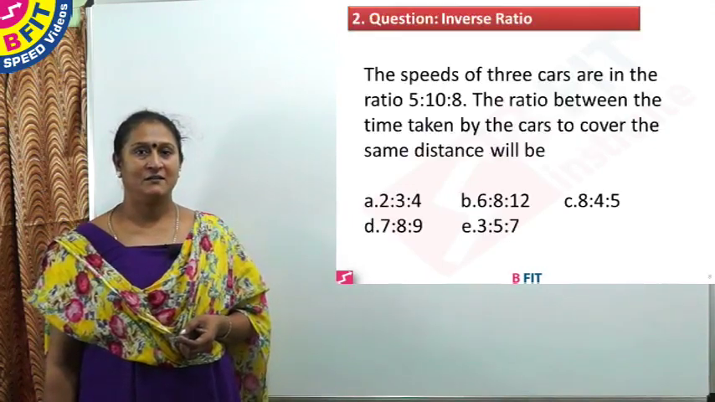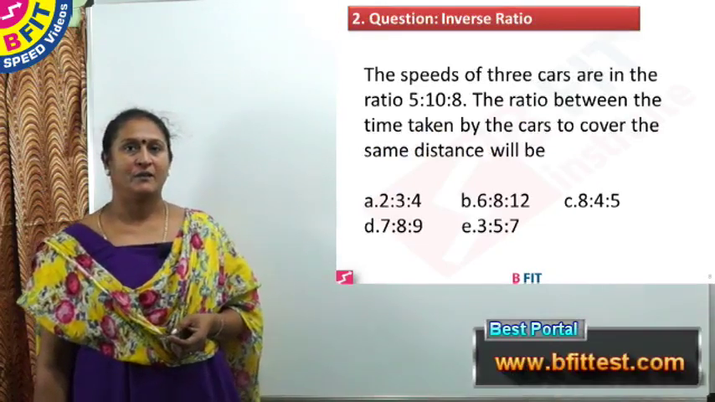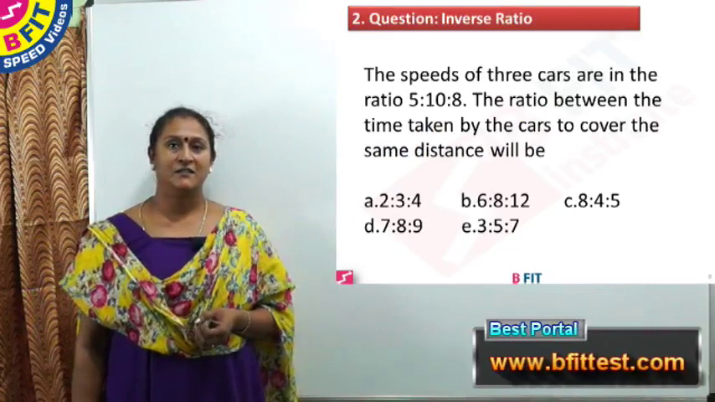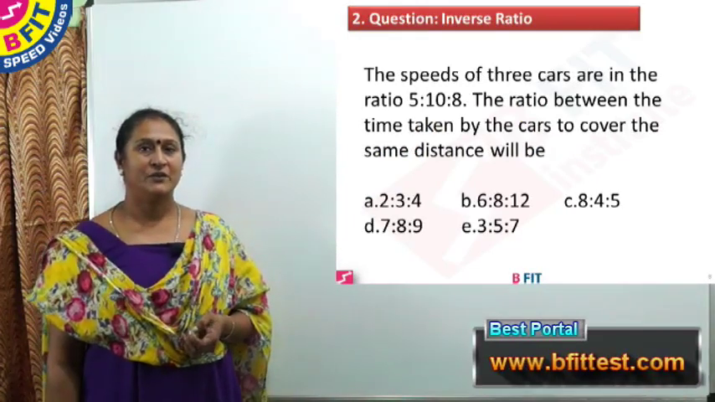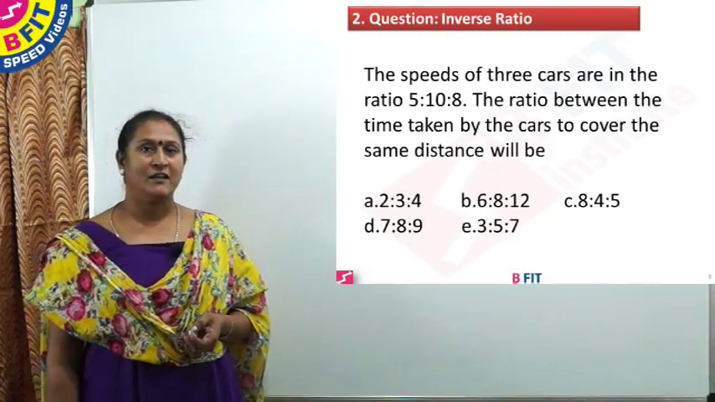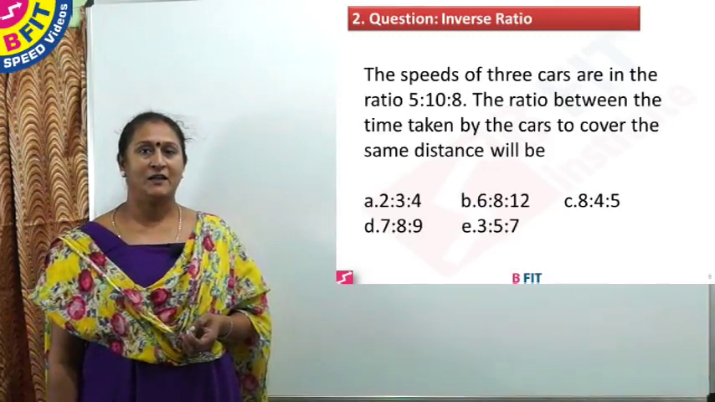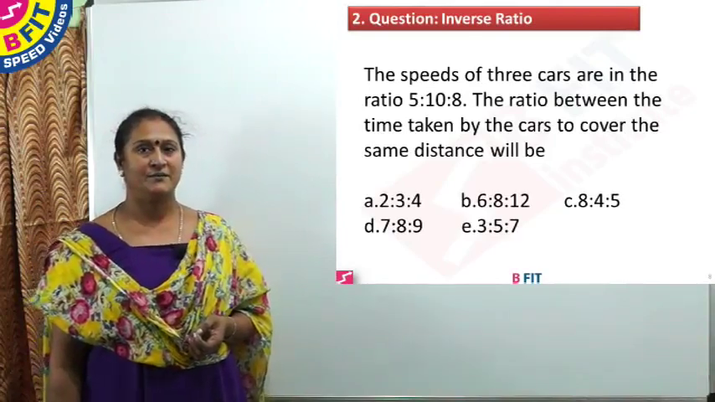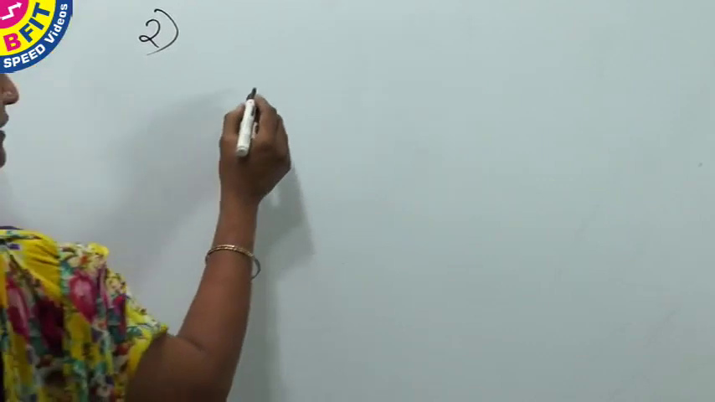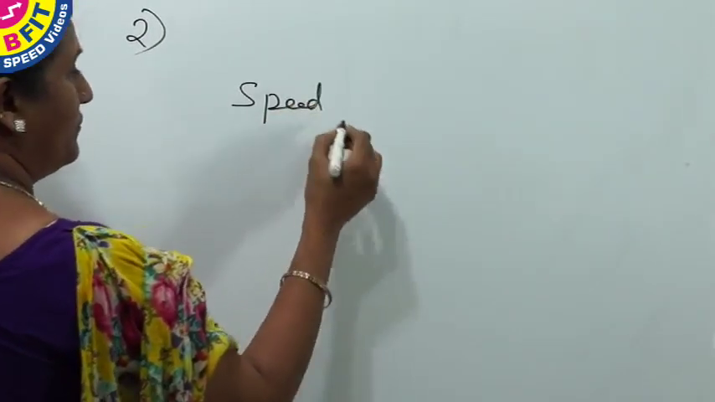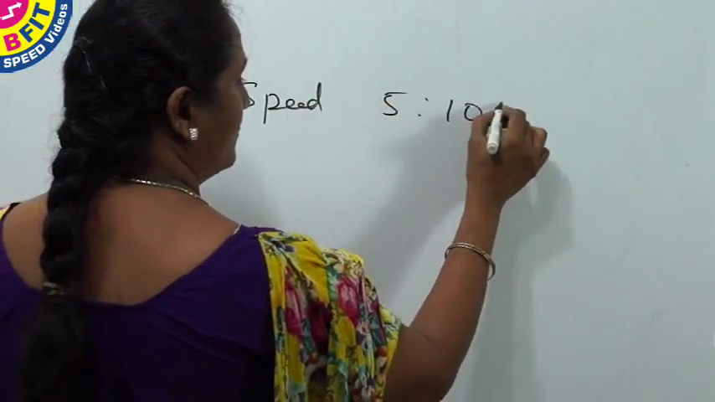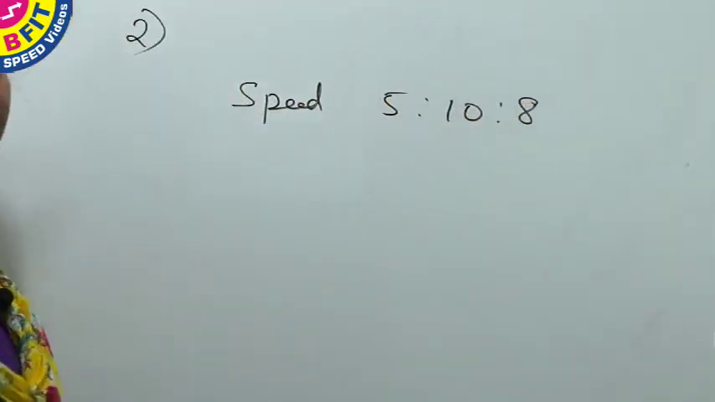So we'll see question number 2. Speeds of 3 cars are in the ratio 5:10:8. Find the ratio between the time taken by the cars to cover the same distance. The speeds of 3 cars are given, so the speed ratio is 5:10:8. We are asked to find the ratio of time taken by them to cover the same distance.